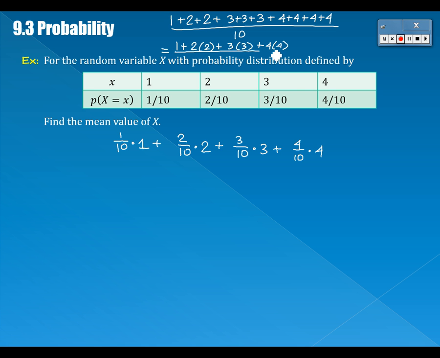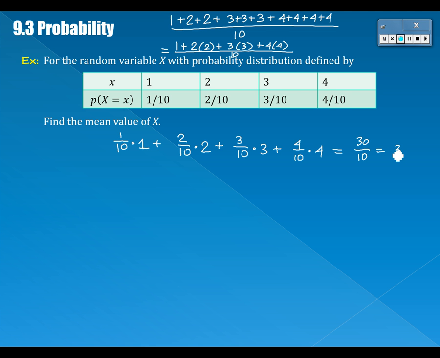Anyway, the point is, I hope you see that this is the same calculation as we just did down below. It's the weighted average. I don't know if you're comfortable with that. Okay, and what do we get here for this particular one? Well, it's all over 10. We'll get 1 plus 4 plus 9 plus 16, which is 30 over 10, which is 3.